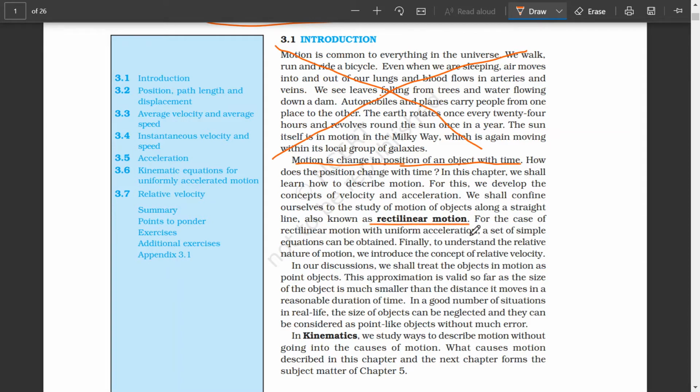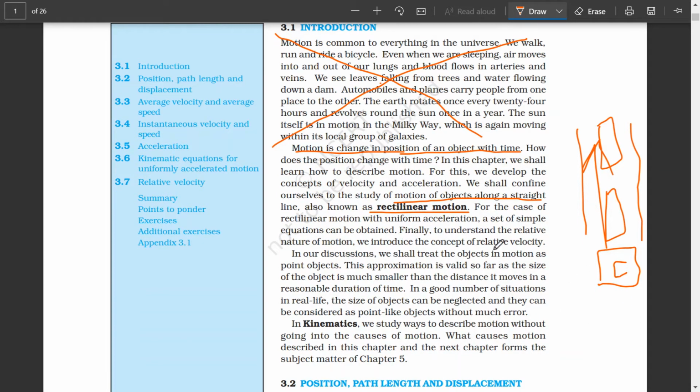So yes, motion of objects along a straight line is known as rectilinear motion. Like if there is a highway, most of the times highways are straight. So when your car is moving on this road, if it is moving in a straight path, then that motion will be called rectilinear motion.